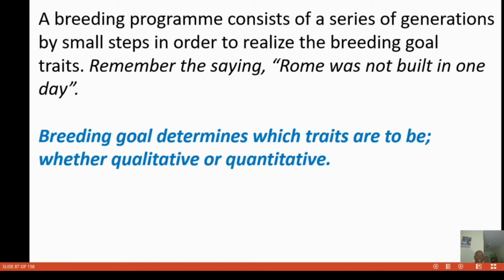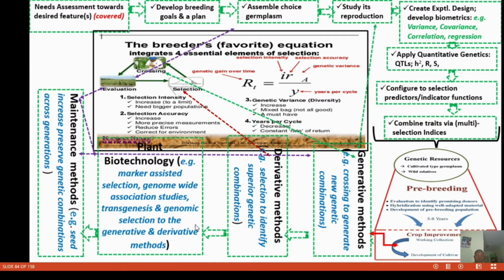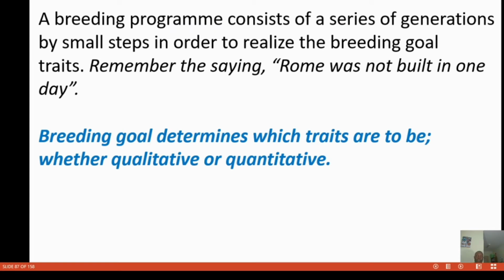But you see, you need to work with this breeding goal into a breeding program. The white part that I did indicate here before, at the bottom here, this is a breeding program. You need to walk into it with a breeding goal. So in that program, on the horizontal part of the slide I have shown, does consist of a series of generations by small steps in order to realize the breeding goal traits. Remember the saying, Rome was not built in one day. So if you can remember our gender PM, it will guide you as some of the small steps that are needed to realize the breeding goal traits.